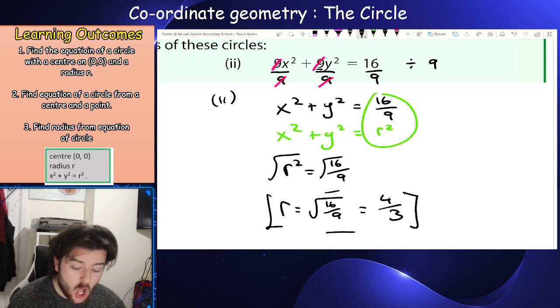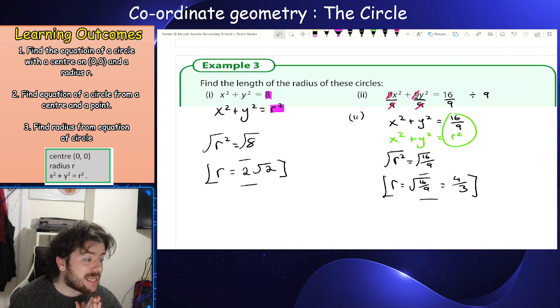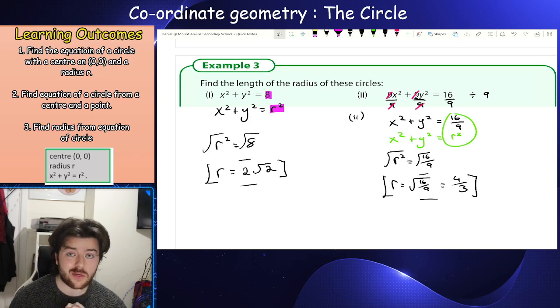And that is all the questions you could possibly be asked about the basic equation of a circle, x squared plus y squared is equal to r squared.